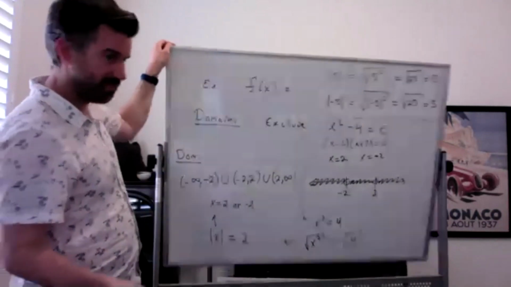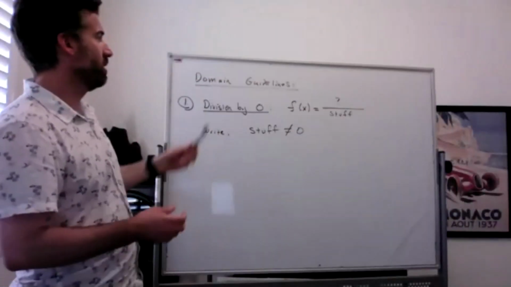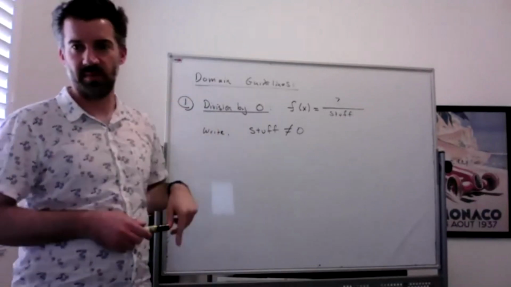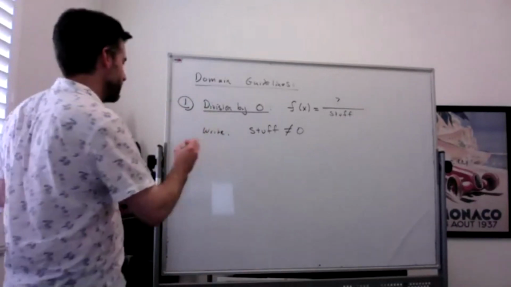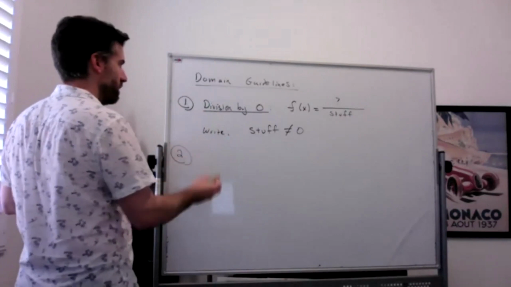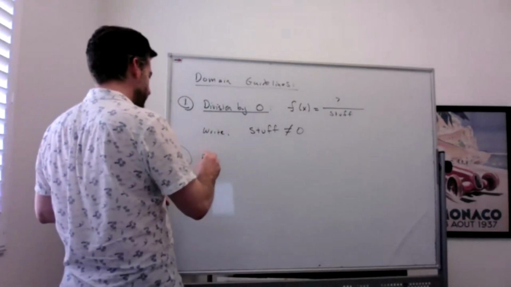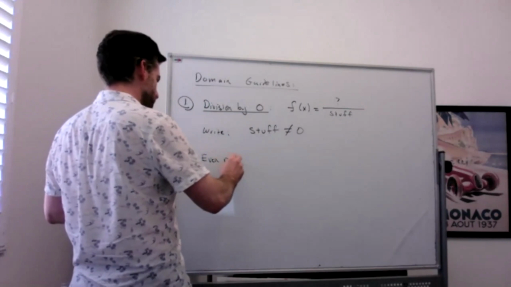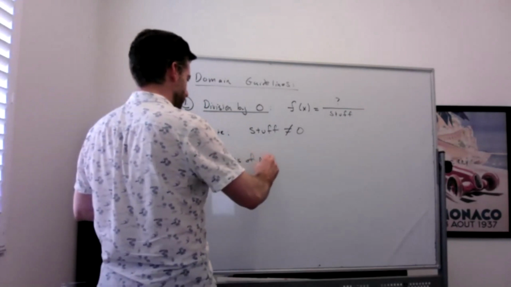Back to domain. So division by 0: you don't want the bottom to be 0. The second thing we look for is even roots of negatives.